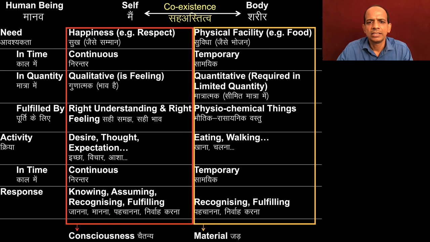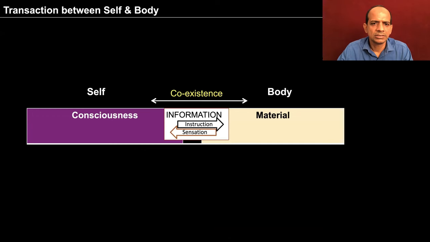So when we are observing the interaction between the self and the body, we are able to observe the coexistence, and we are also able to see that there are two distinct realities, the self and the body, one being the conscious entity and the other being the material entity. And then whatever we have studied so far becomes amply clear to us. So we started studying the transaction between self and the body in step 2, and you could see that there is exchange of information here, there is no material transaction here.